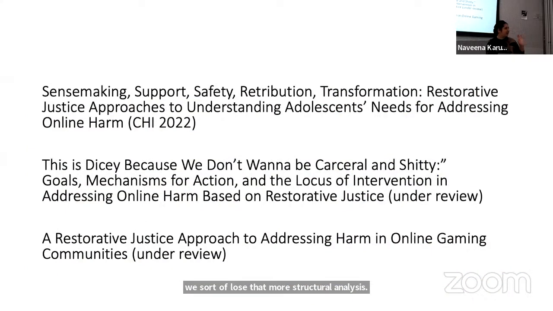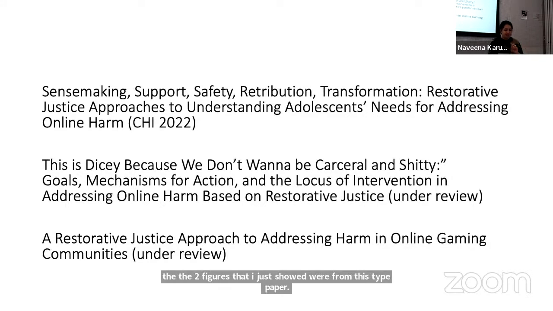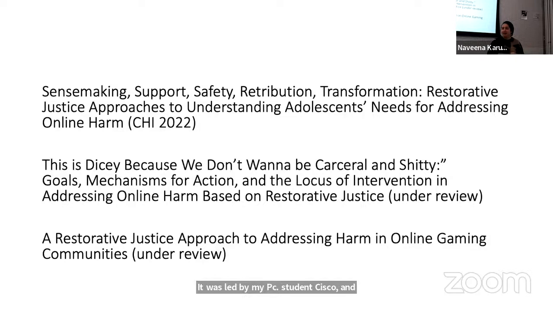So the two figures that I just showed were from this CHI paper. It was led by my PhD student, Sijia Xiao, and then we have two other works that are under review that will hopefully come out soon. But so these are the papers that I just talked about.